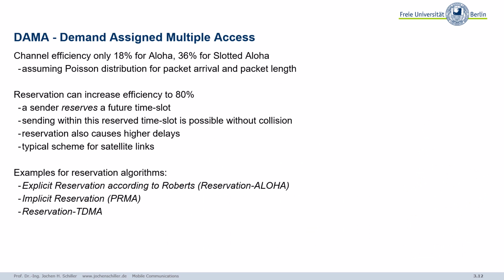The efficiency for these schemes is pretty low, assuming a certain distribution for the packet arrival, packet length, etc. If you look up literature, it says always something like 18% for Aloha, 36% for slotted Aloha. That means if you go higher with the load, you have more and more collisions until the whole system is blocked. So you cannot go up to 100%. So under certain assumptions, 18% for Aloha, 36% for slotted Aloha.